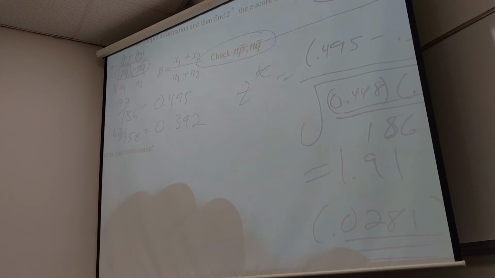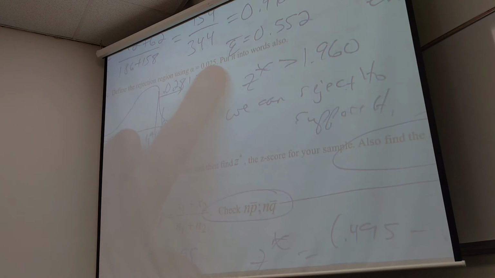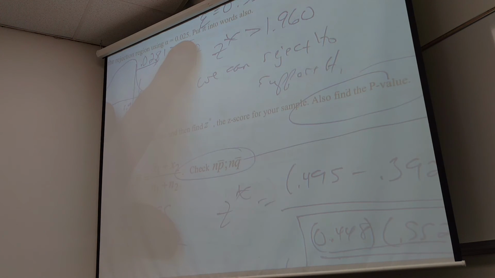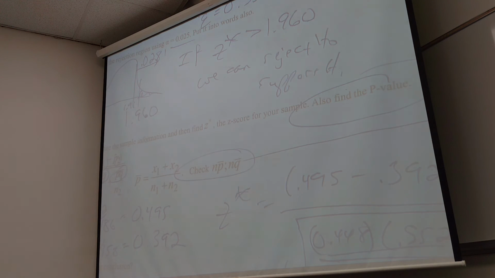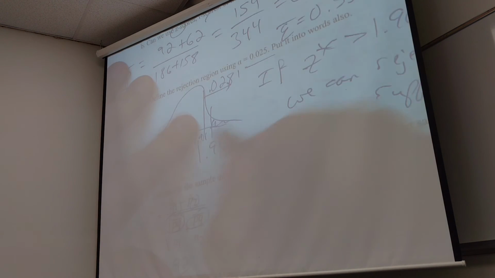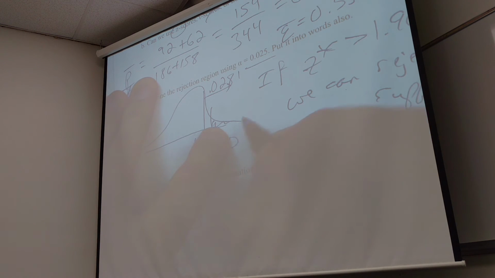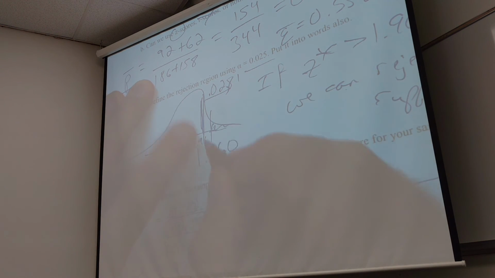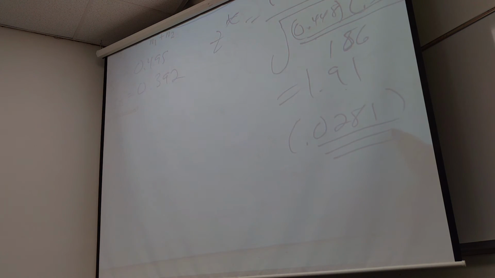How does it relate to alpha? What was alpha? 0.025. Now think about this. If my z-score makes it in the rejection region, its tail is going to be smaller. If my z-score makes it in here, its tail would be smaller, so its p-value would be less than alpha. Did my z-score make it in there? We didn't make it far enough. So its p-value is going to be bigger.